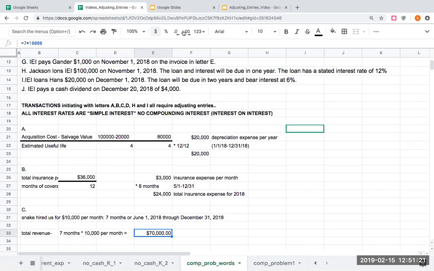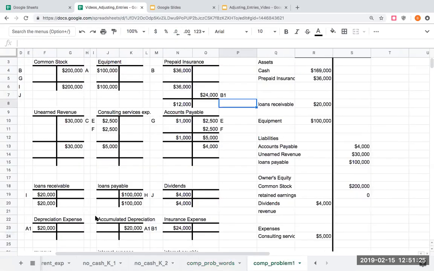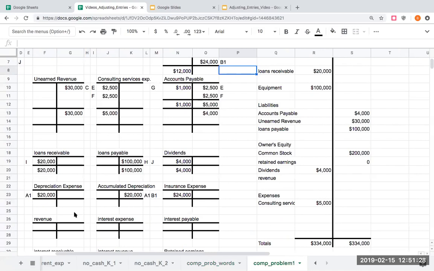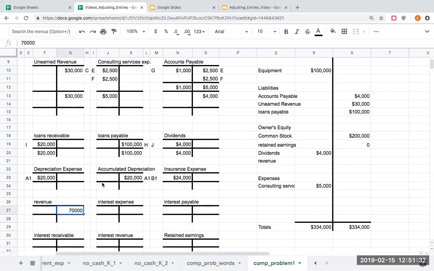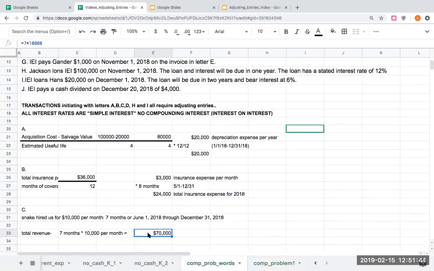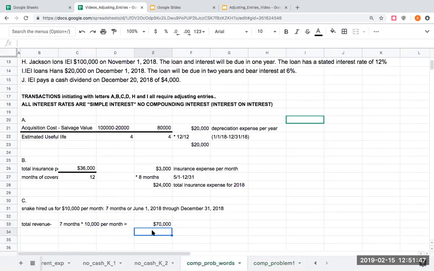So right over here, I'm going to be recording revenue. And again, remember with revenue, it does not matter whether I have been paid or not. Okay. So now my question to you is, let's take that back a second. I've recognized revenue of $70,000. How much money does he actually owe me?